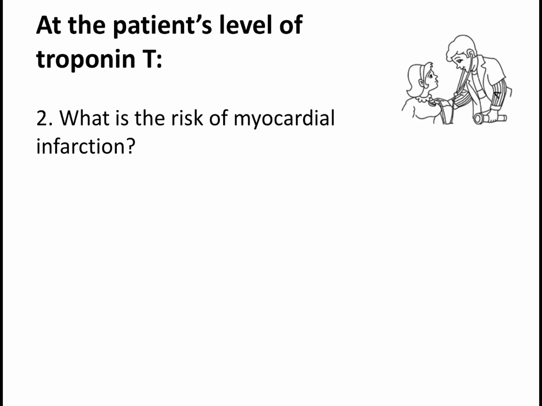The second question, at the patient's level of troponin T, what is the risk of myocardial infarction, is more complicated. To answer this question, we must calculate the risk at the patient's troponin T level. In addition, we must also adjust for pre-test prevalence, that is, the fraction of chest pain patients that has myocardial infarction on this emergency ward. This can be done using the novel parameter predictive value among lookalikes, PAL.